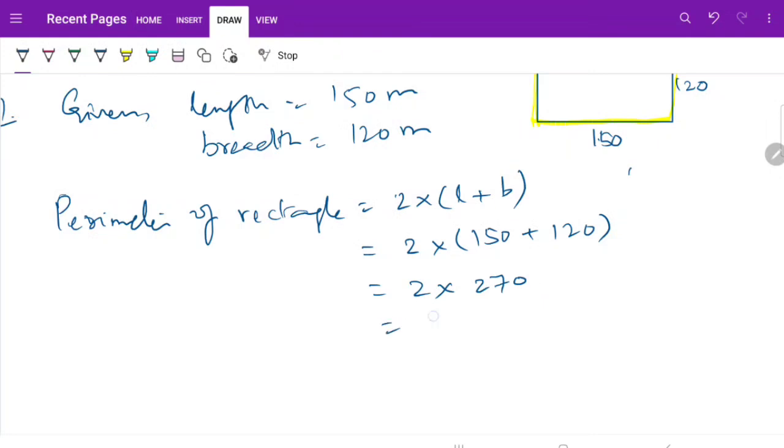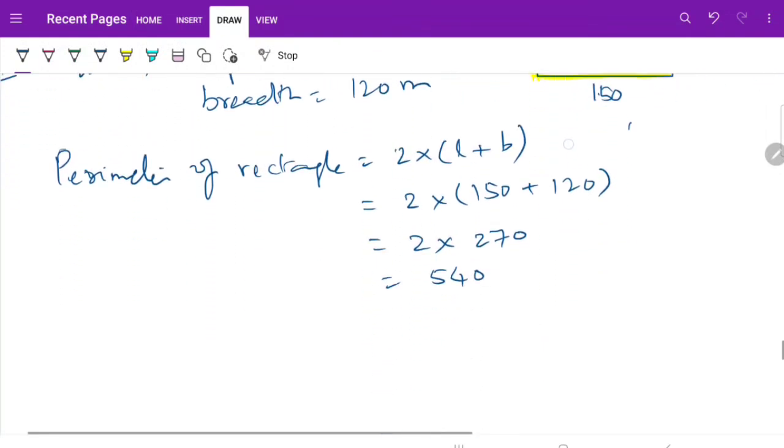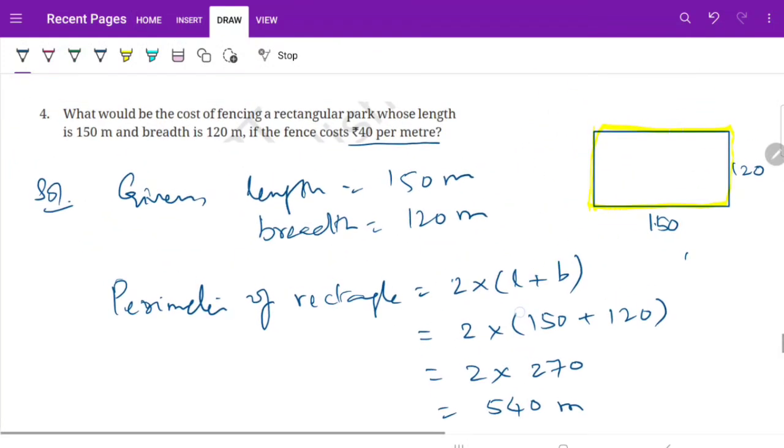270. So perimeter is 540. The unit is in meters. Right here in the question it is given as meters, so you write the meters. So the perimeter we got. Now what do we need to find?